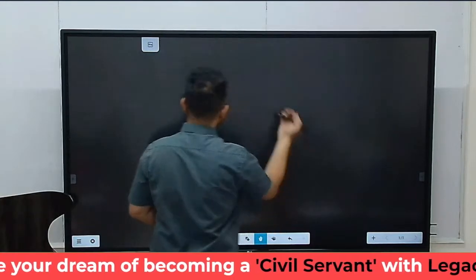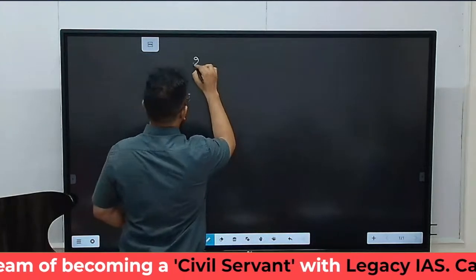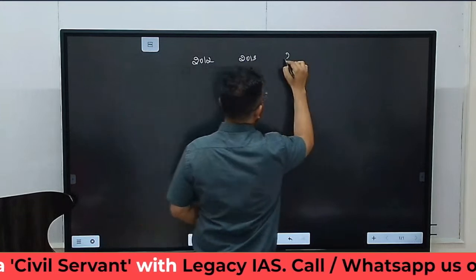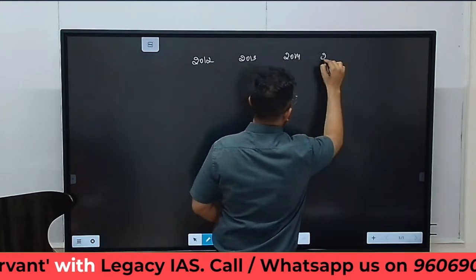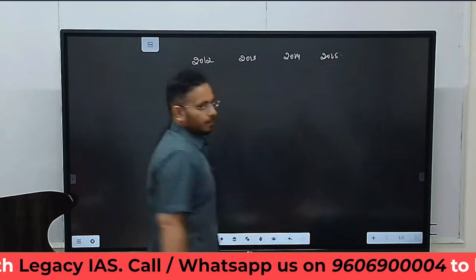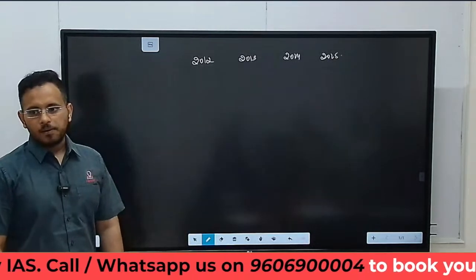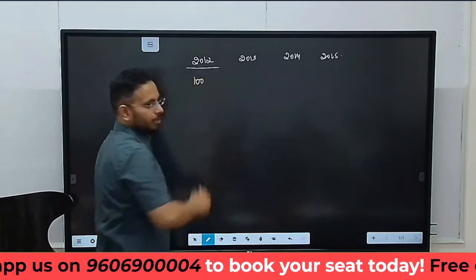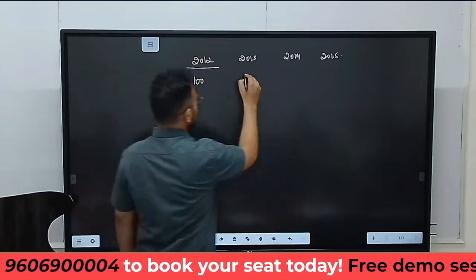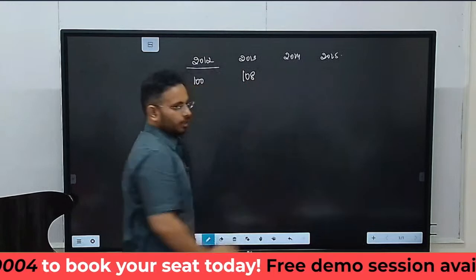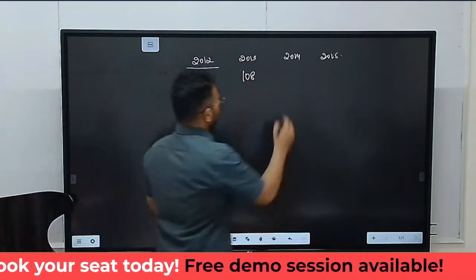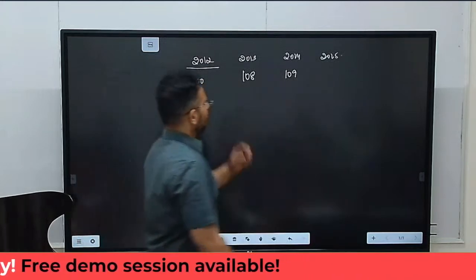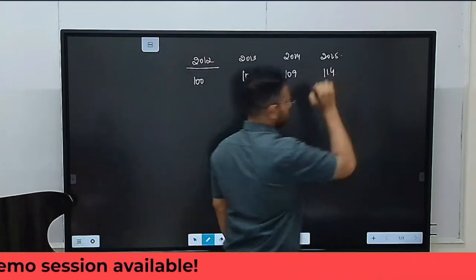Indian economic growth, 2012, 2013, 2014, 2015. Okay. The GDP was 100, 13, 108, 14, 109, 15, 114. This is the GDP, let's take.